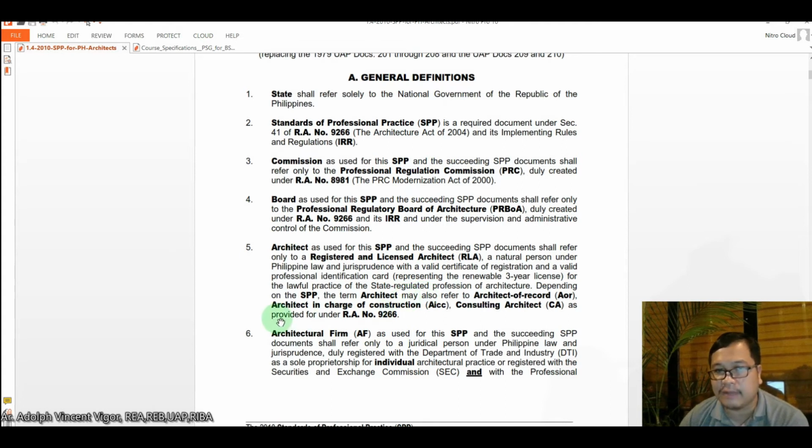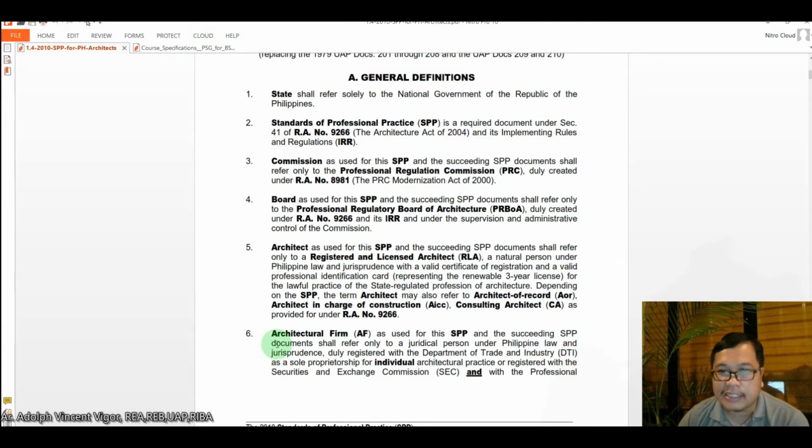Depending on the SPP, the term architect may also refer to the architect of record. The architect of record, class, is the one who signs the building plans or building documents. Then you also have the architect in charge of construction, and the consulting architect, as provided for under RA 9266. If you remember the lectures for RA 9266, or if you have read the law, you can see these terms there.